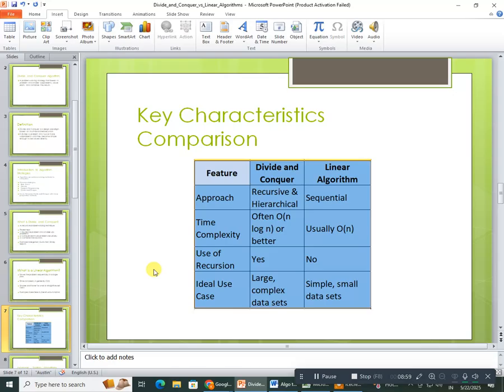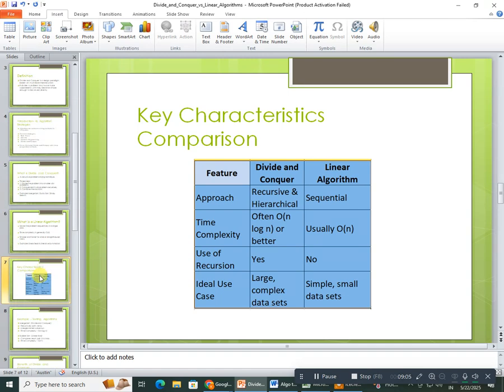Ideal use case is large complex data sets for divide and conquer, and for linear algorithms it is usually simpler, smaller problems, because if you are solving a large problem, only then does it make sense to divide it into smaller halves. But if you are asked to sort a list of 5 or 6 numbers, it makes no sense at all to divide it into smaller problems.